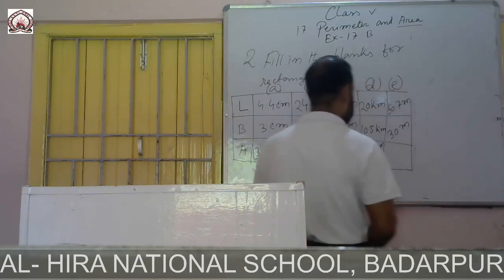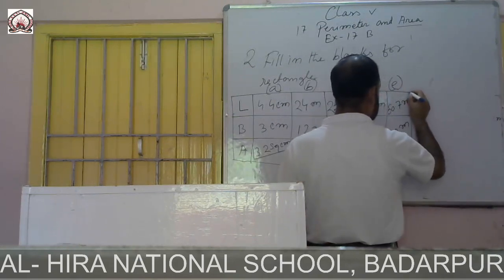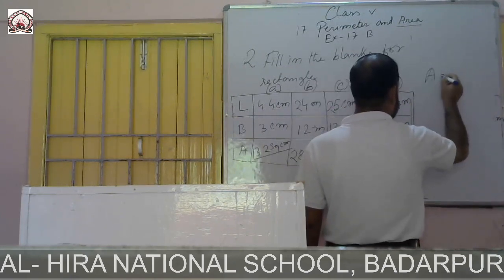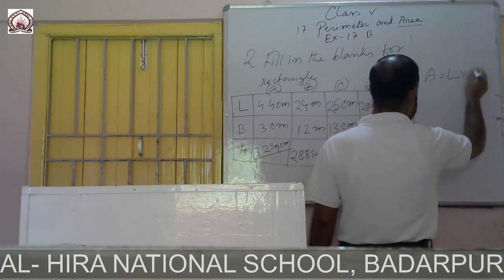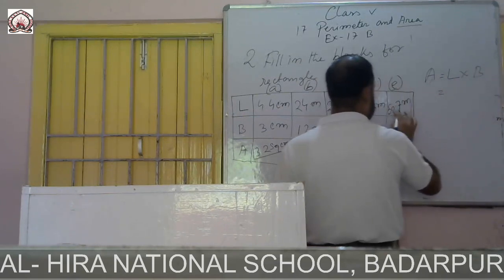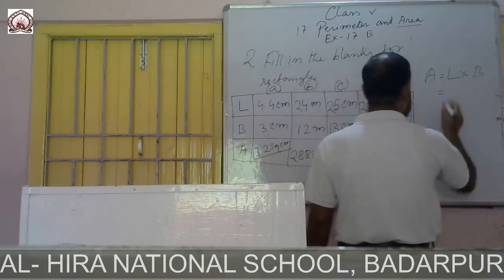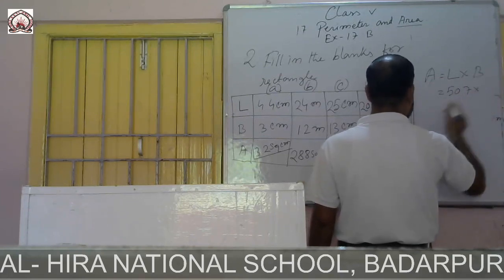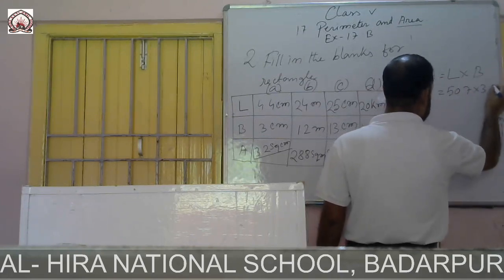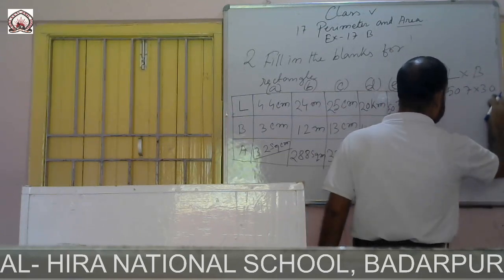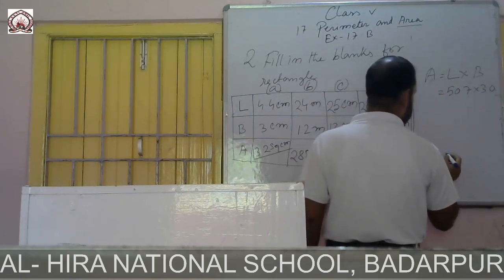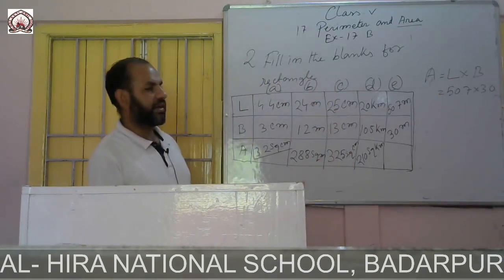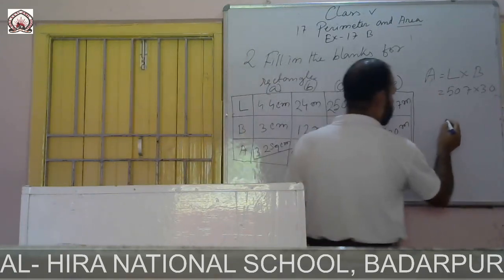Next, again we take out area equal to length into breadth. So here length equal to 50.7 into breadth equal to 30. Length equal to 50.7 and breadth equal to 30. So 50.7 into 30.